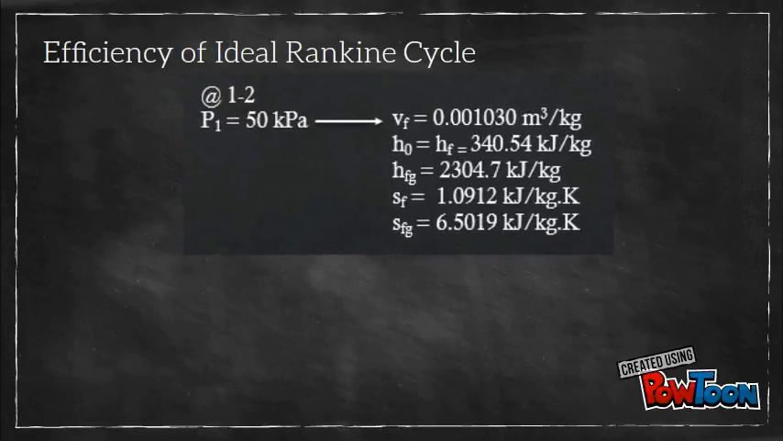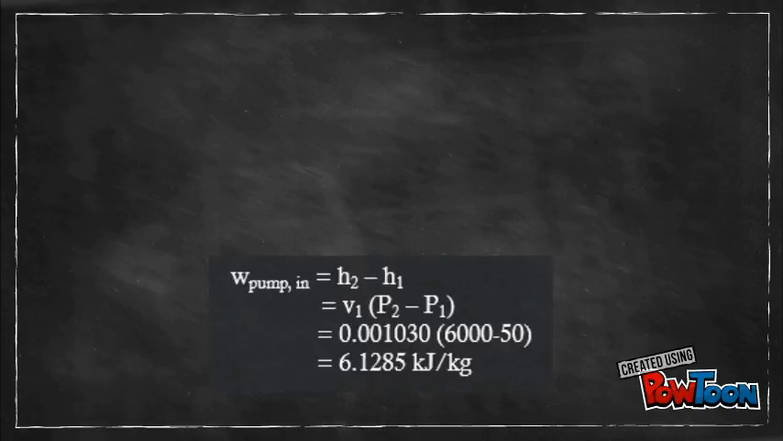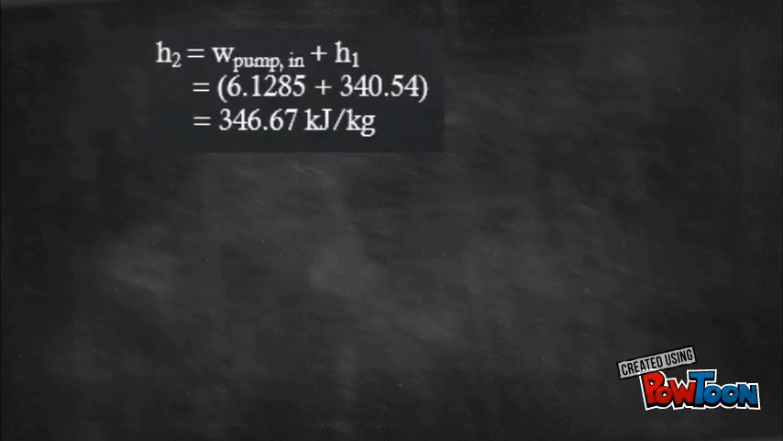For process 1 to 2, the initial pressure is 50 kilopascals. Using the steam table, the values of initial enthalpy and entropy are obtained. The work done at the pump is calculated by obtaining the difference between H1 and H2. H2 is calculated by adding the work done at the pump to H1.